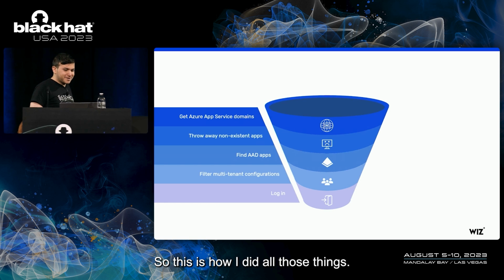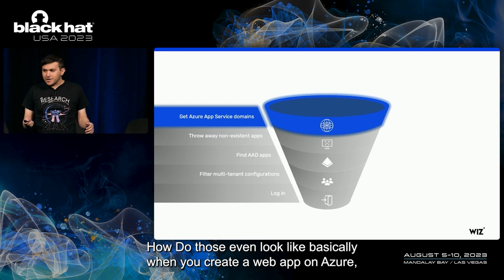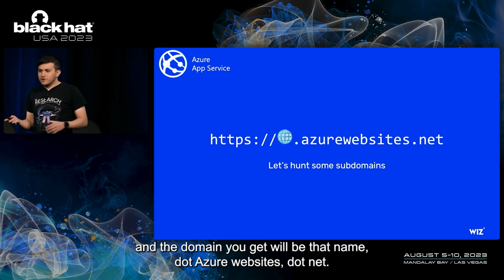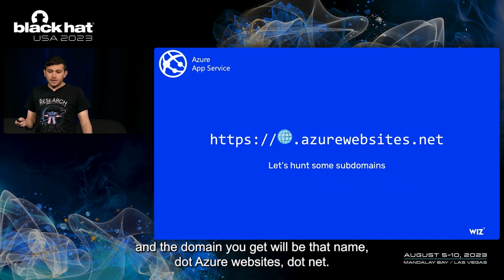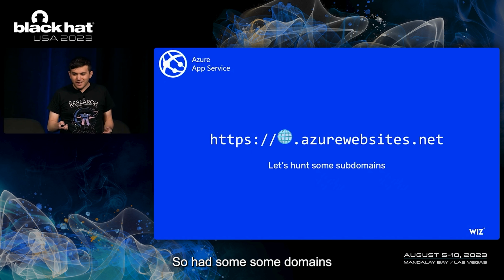So this is how I did all those things, starting by getting Azure App Service domains. How do those even look like? Basically, when you create a web app on Azure, you choose some sort of name, and the domain you get will be thatname.azurewebsites.net. So basically what we're looking for here is subdomains. So let's add some subdomains.